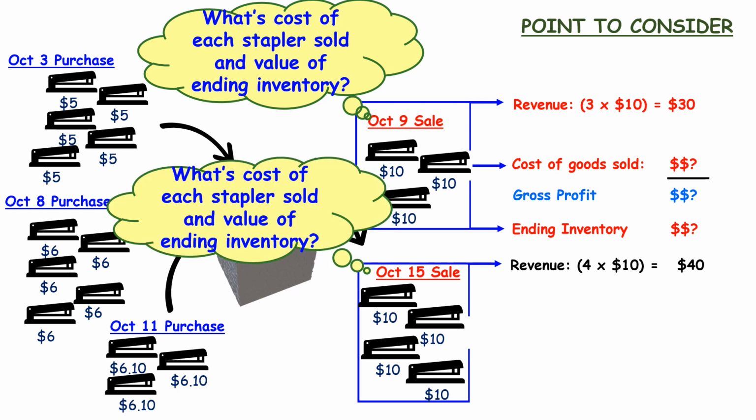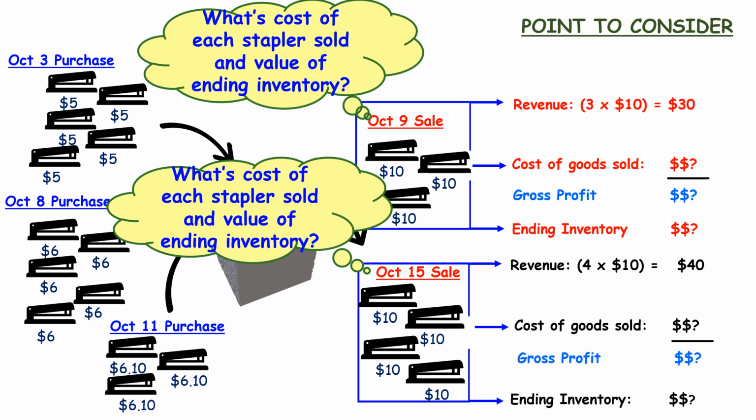Now, the question is, what is the cost of those 4 staplers that I sold? When I picked up the staplers from this box, did I pick up the $5 staplers, the $6 staplers, or the $6.10 staplers? Again, since all the staplers are the same and the cost is different, this makes it very difficult to calculate the cost of goods sold, and therefore I cannot calculate the gross profit. Similarly, the staplers still in that box, what is their value? Are they $6, $5, or $6.10?